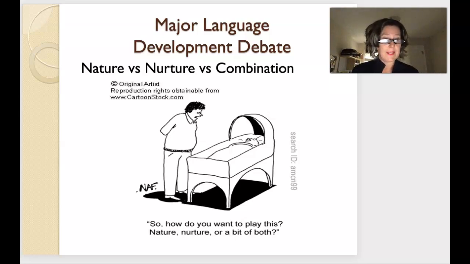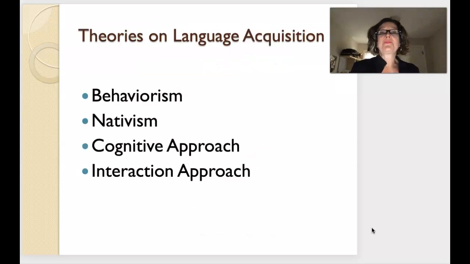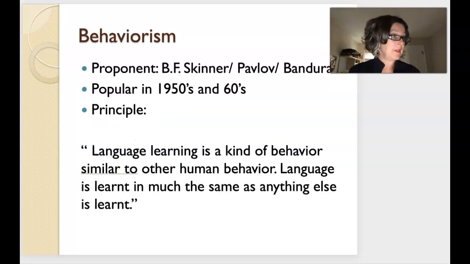I like this particular cartoon: a father looking at his new child saying, so how do you want to play this? Nature, nurture, a bit of both. Okay, so these are the 4 major theories on language acquisition: behaviorism, nativism, the cognitive approach, and the interaction approach. That's what we're going to be focusing on today.